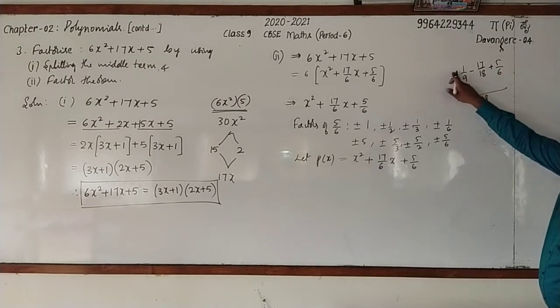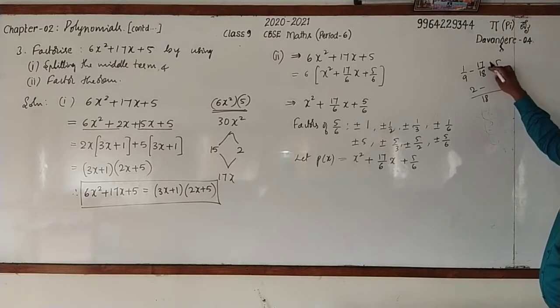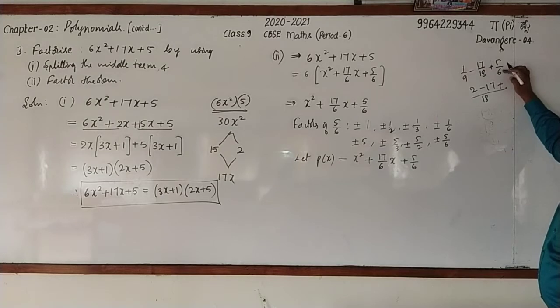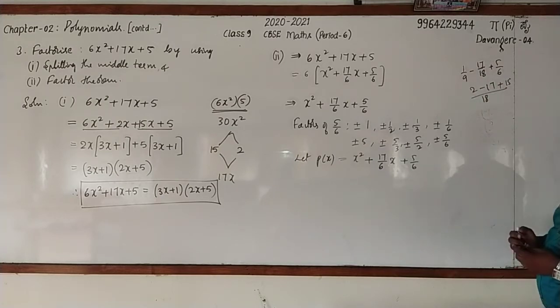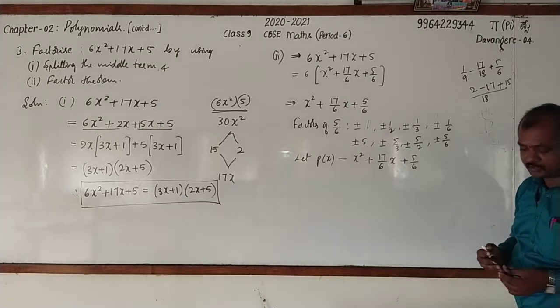When you multiply here, 9 twos are 18. When you multiply here, 18 and 18 get cancelled, 17. When you multiply here, 18, 6 threes are 18, it is 15. 15 plus 2, 17. 17 minus 17, 0. It comes 0. Let me go for that.